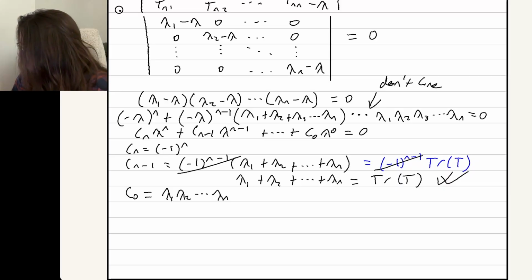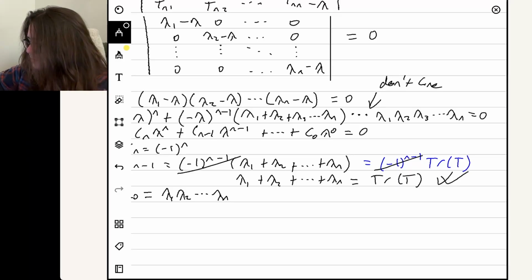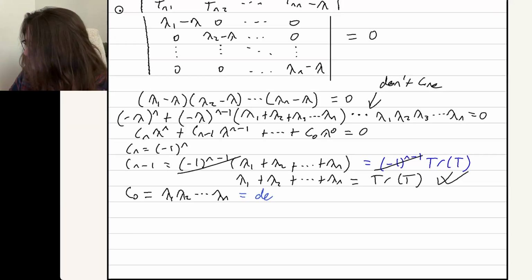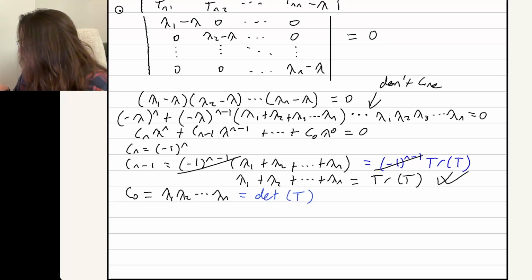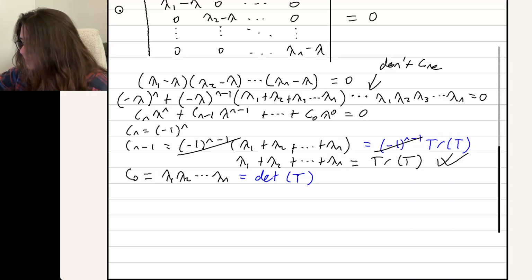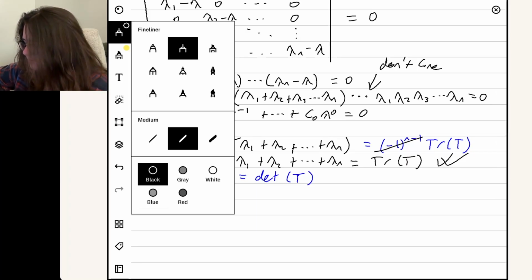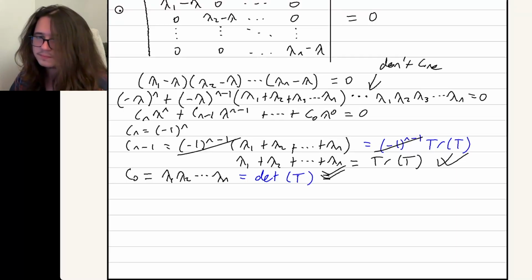Finally, we can observe that C0 is lambda 1 times lambda 2 times dot dot dot times lambda n. And in theory, we know that that is equal to the determinant of whatever matrix you're trying to get the eigenvalues for. We know that from the last problem as well. But then that just completes the proof. For any matrix, the solutions to the characteristic equation constitute the trace and the determinant. All right.